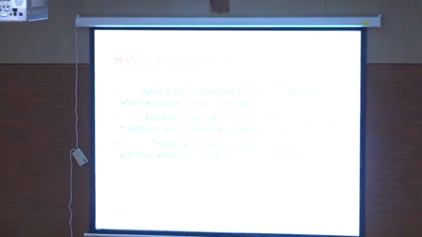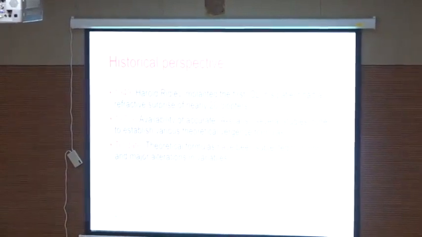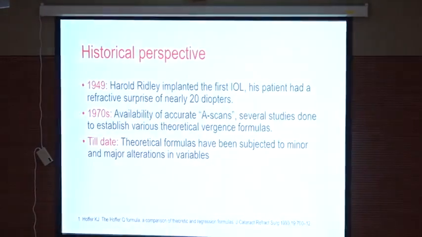To begin with a little bit of historical perspective, in 1949 when Harold Ridley implanted the first IOL, he had a refractive surprise of nearly 20 diopters. In the 1970s, more accurate A scans were available and several studies were done to establish theoretical Vergence formulas. Till date, these formulas have been subjected to minor and major alterations in variables.